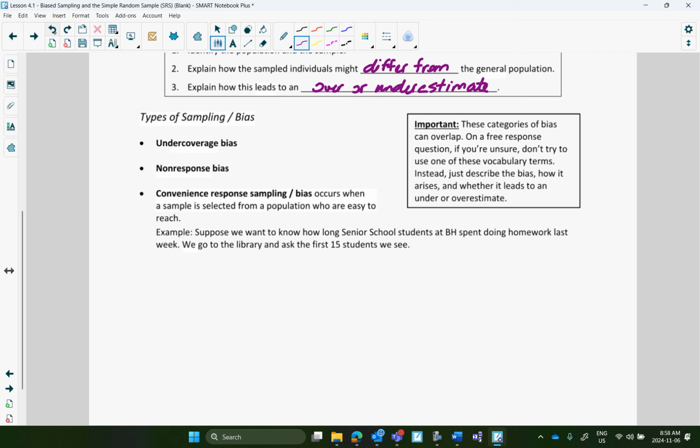So for example, suppose we want to know how long senior school students at BH spent doing homework last week. We go to the library and ask the first 15 students we see. This is an example of convenience sampling because they're easy to get to. I don't have to run around, I just have to stay in one spot and wait for 15 to come. But it's going to be biased. Why?